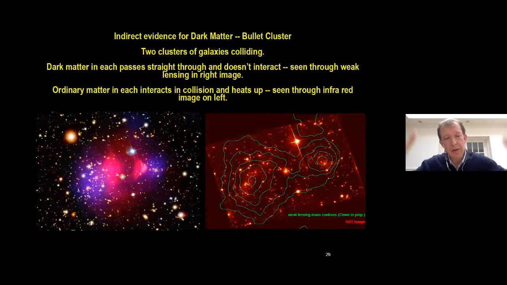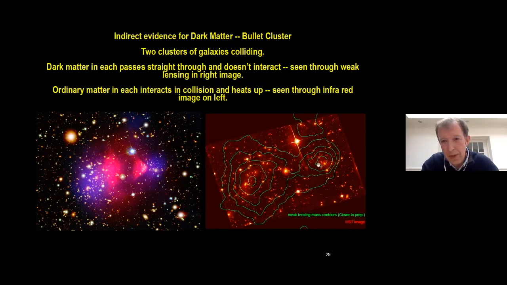We can look out into the universe and look at the clusters of galaxies colliding, and we can see what happens to the light coming from those clusters. And we see evidence that when two clusters of galaxies collide, the ordinary matter, the baryons, interact with each other in the center of the collision region, but the dark matter goes straight past through each other because it hardly interacts. And the right-hand picture here are contours of mass density.